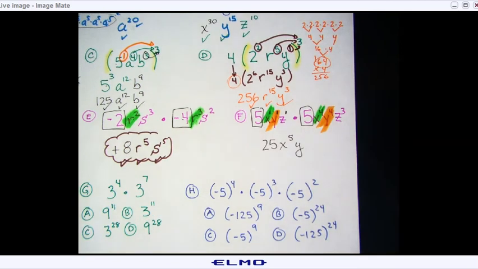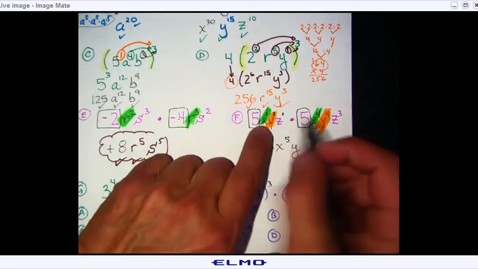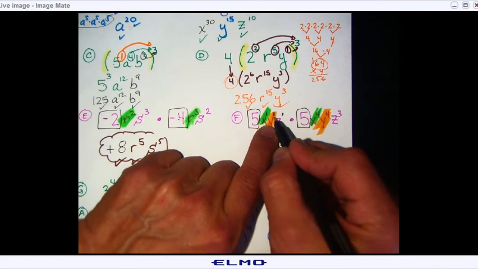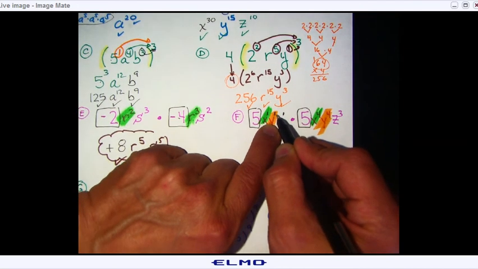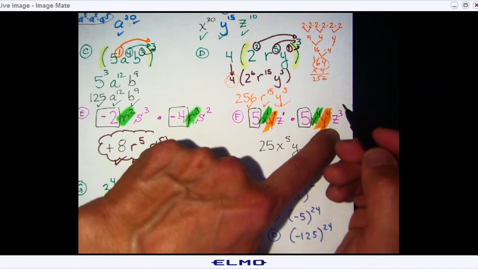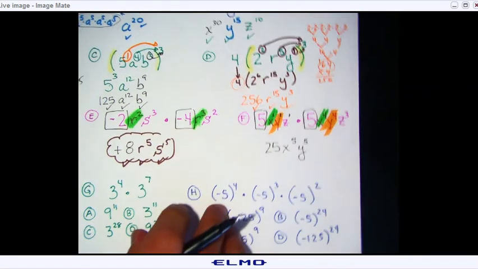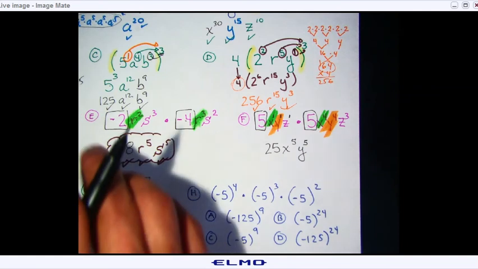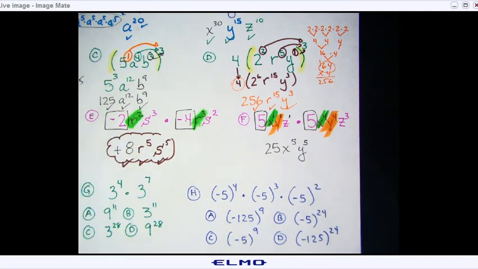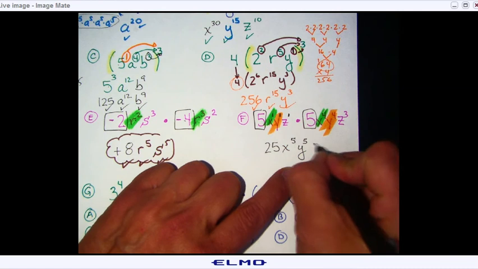How many y's do I have, Lorena? Yes, you are correct. But remember, this is y to the 1. Correct. And that's y to the 5. And there you go. Y to the power of 5. And then z, Nadaline, how many z's, to the power of what?